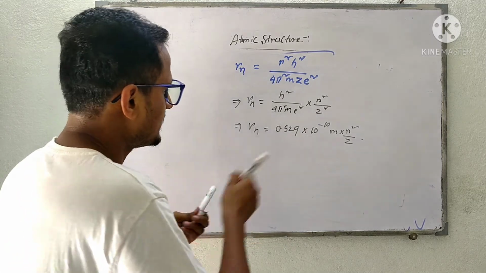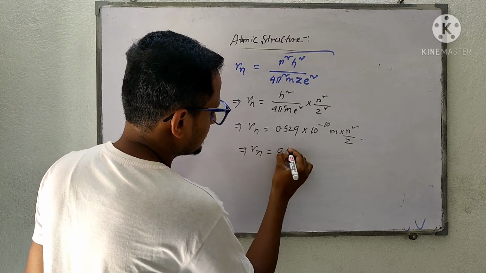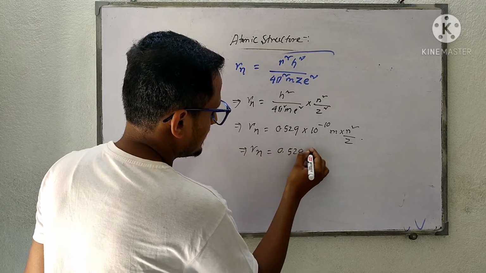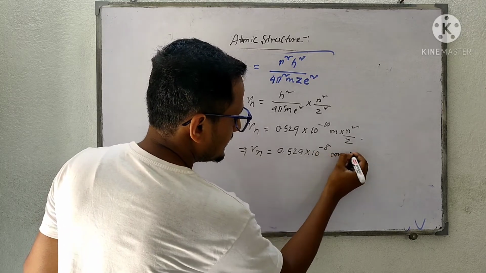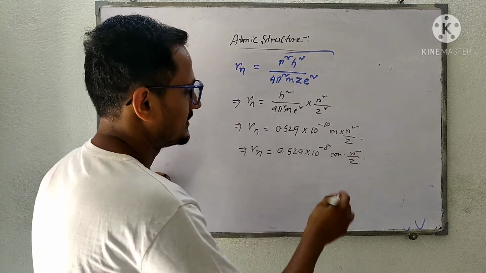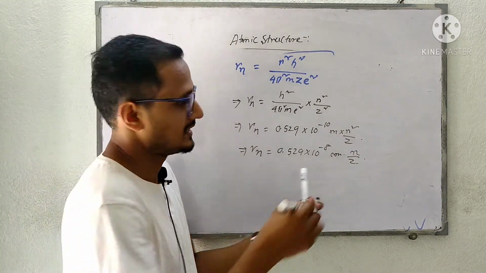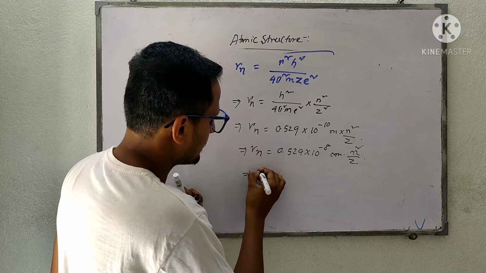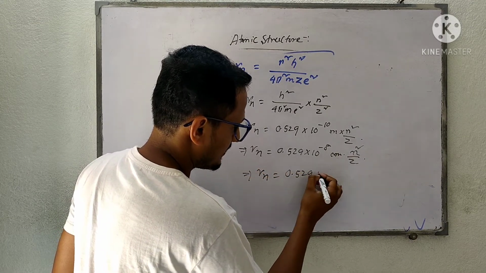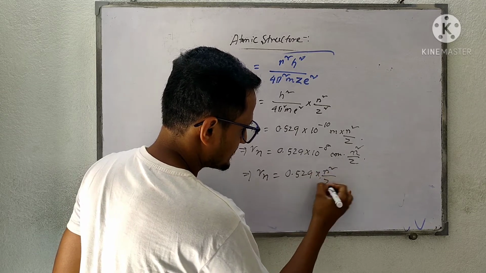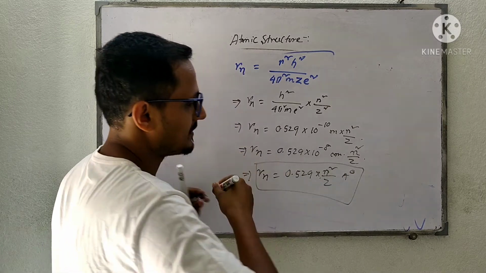So this is also important. And 0.529 into 10 to the power minus 8 centimeter into n square by z. This is in CGS. And you can convert it into Angstrom also. So you will get 0.529 into n square by z Angstrom. Okay, 0.529 into n square by z Angstrom.